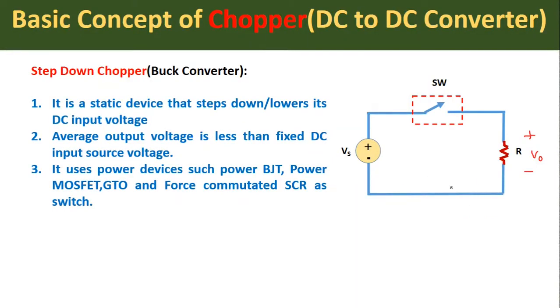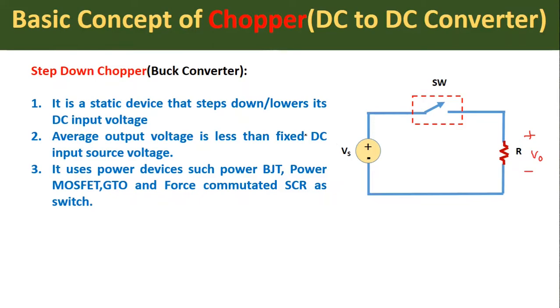This is the circuit diagram of step down chopper, which is also called as buck converter. Here we can see that the DC voltage source Vs, a switch SW, and the resistive load are connected in series with each other. This step down chopper is a static device that steps down or lowers its DC input voltage. Therefore, it is called as step down chopper because it lowers the input DC voltage.